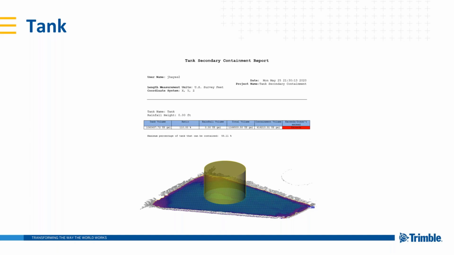In this case, it would hold 58% of the tank. The software is automatically looking at the tank and extracting that. Now it's not an exact measurement. It's basically looking at the bottom of the tank and the top of the tank, creating a cylinder and creating that volume, and then adjusting the volume of the containment area to that.